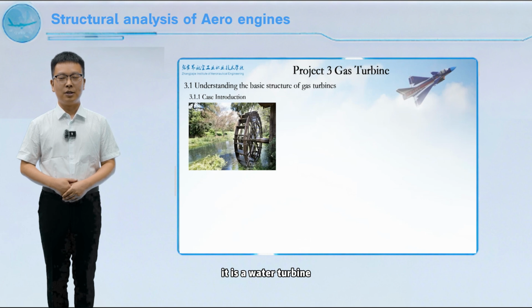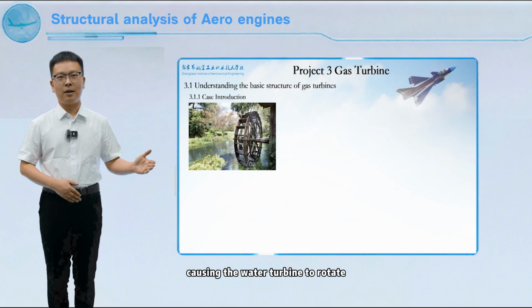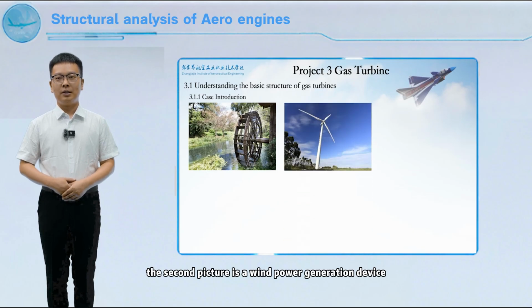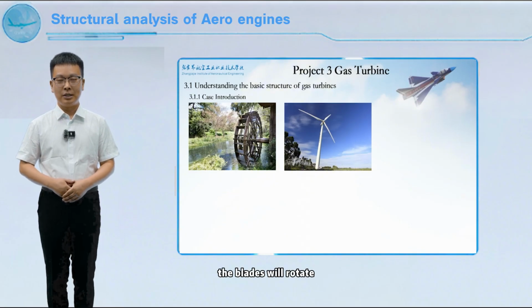It is a water turbine, so how does the water turbine rotate? It is through the flow of water that it can impact the blades of the water turbine, causing the water turbine to rotate. The second picture is a wind power generation device. When the wind blows through the blades of the wind power generation device, the blades will rotate, thereby driving the generator to rotate and generate electricity.